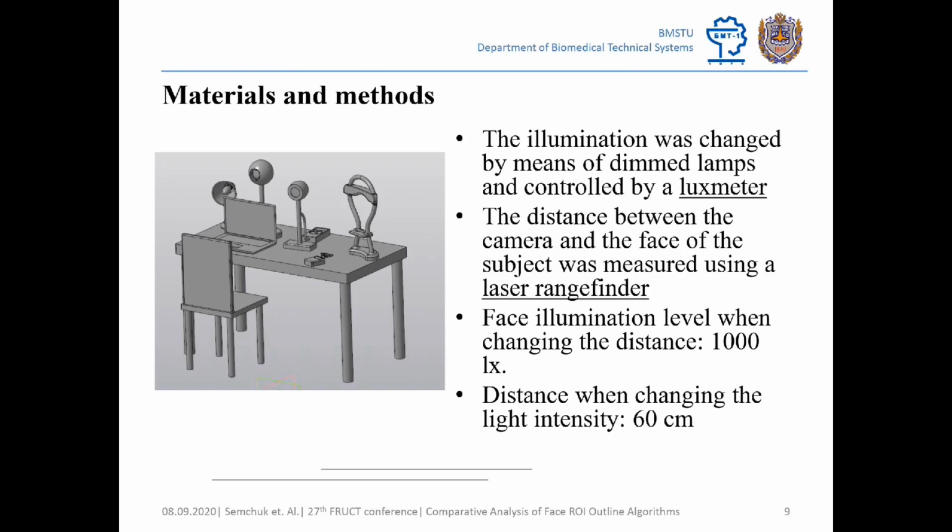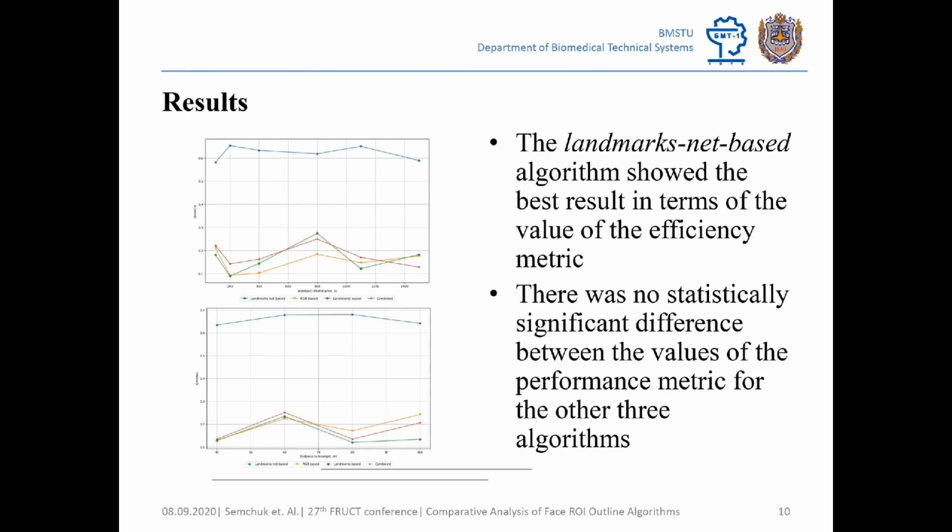For each VPG signal, the value of the signal quality metric was calculated using the given formulas. To check whether Q vectors are well modeled by normal distribution, the Shapiro-Wilk test was performed. Checking the statistical significance of the difference between Q vectors from different algorithms with the same parameter values was performed using the Student's t-test. Figures on the slide show the dependence of the average value of the metric on the illumination of the subject's face and the distance between the face and the registration tool, respectively.